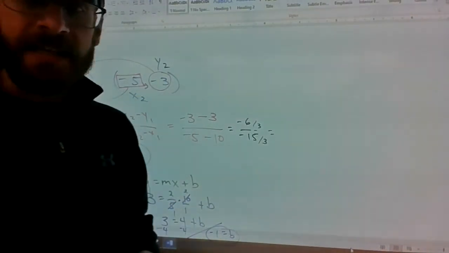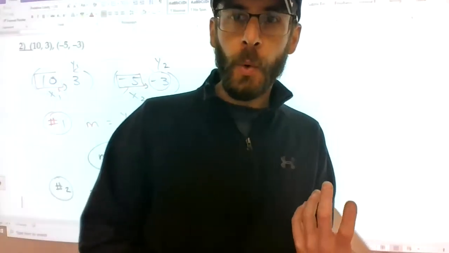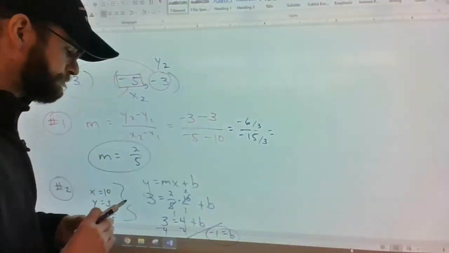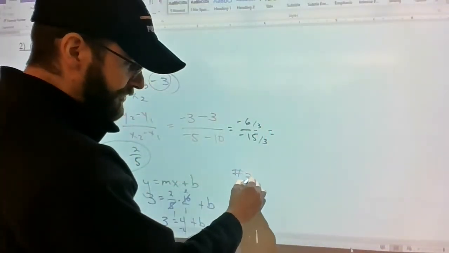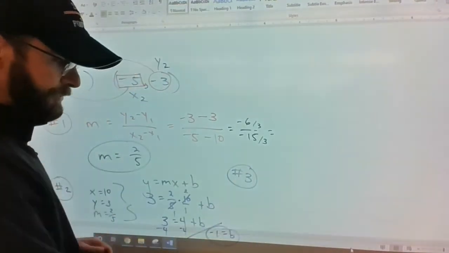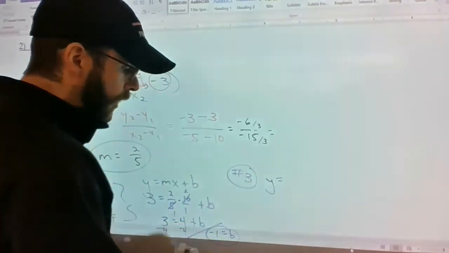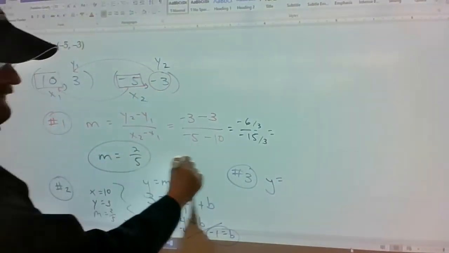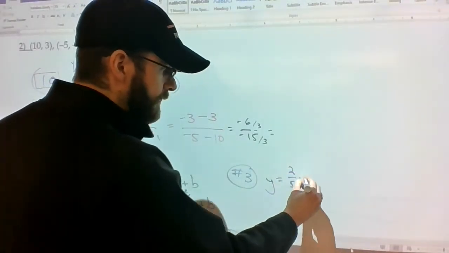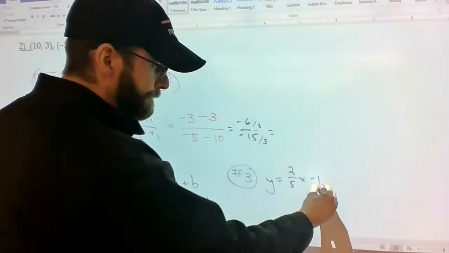And then last but not least, make sure you actually write the equation of the final line. That's your final answer. If you do step 1 and step 2, you're only 2/3 of the way there. Let's get it all the way. Y equals 2/5 x minus 1.